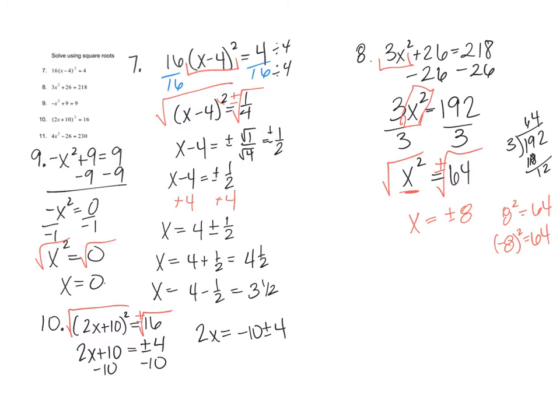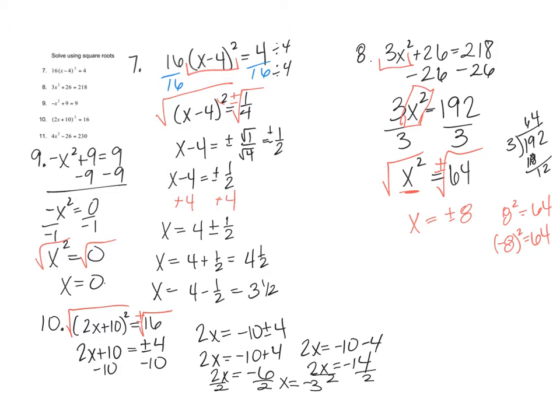We have two equations here, really. We have 2x equals negative 10 plus 4, and we have 2x equals negative 10 minus 4. So that gives me 2x equals negative 6, and 2x equals negative 14. And then I can solve my two separate equations by dividing by 2. So x equals negative 3, and x equals negative 7.